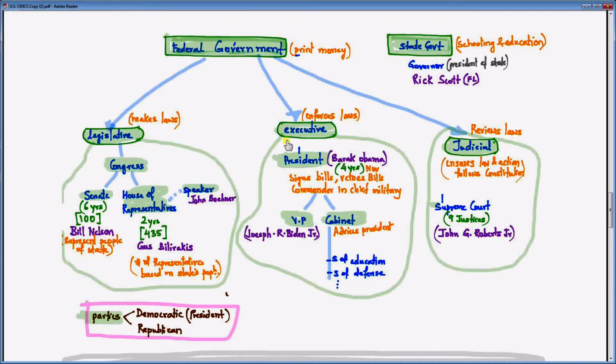On the executive side, the executive branch enforces laws, and this comprises the president and his cabinet. Today the president is Barack Obama. We elect the president every 4 years. The elections happen in November. The president is responsible for signing bills to become law. He can even veto bills. He's also the commander-in-chief of the military.